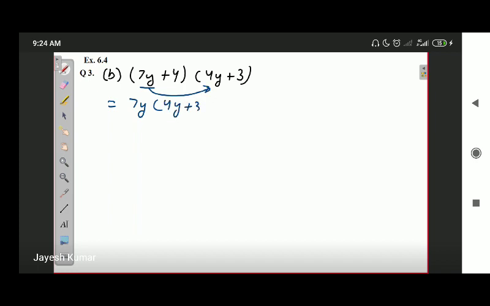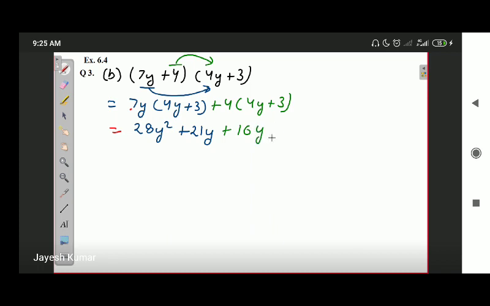4y plus 3, and then plus 4, we will multiply 4 with the second bracket, that is 4y plus 3. Okay, in this manner, when 7y is multiplied by 4y, constant is multiplied by constant, this will be 7 4s are 28y square. Okay, y into y is y square. Next is 7 3s are 21, plus 21y. After that, we have 4 4s are 16y plus 4 3s are 12.